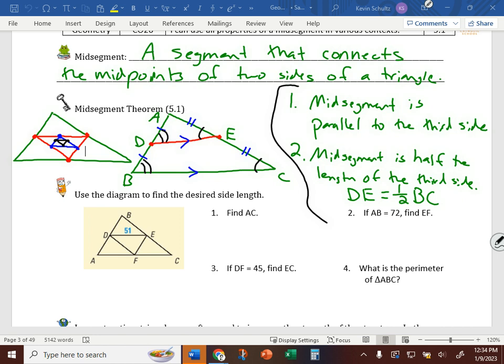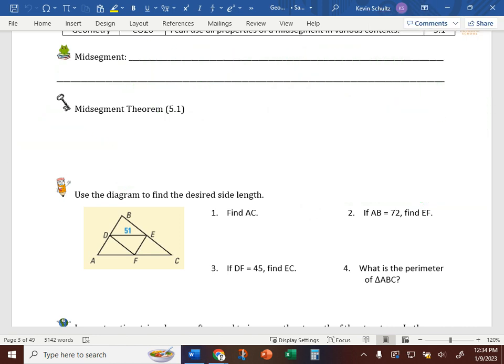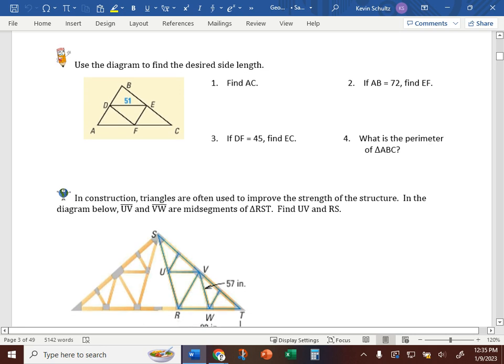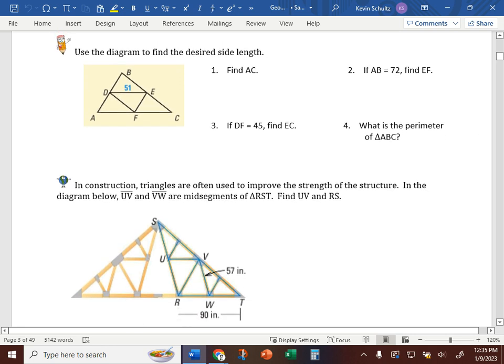Okay. So given the diagram here where we do have a triangle inside of a triangle created by connecting the midpoints there, finding AC, if AB is 72, find EF. If DF is 45, find EC. And what is the perimeter of triangle ABC? Let's just start with AC.